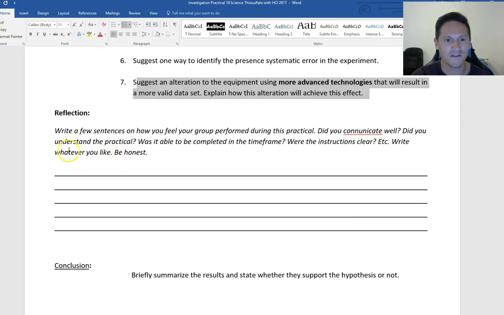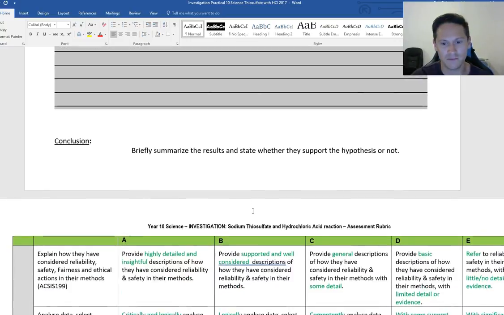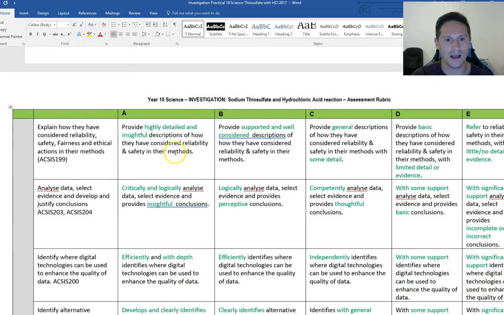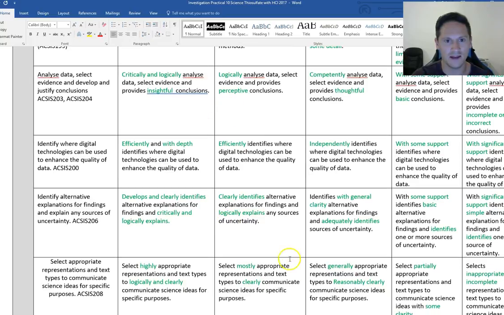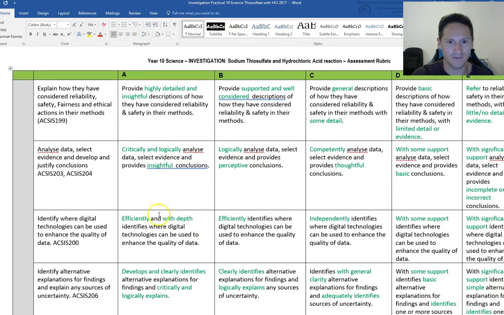Okay, reflection, just be honest and just write how you think you performed in the practical and what you could do better and how you felt about it. Okay, just make sure you're looking at the rubric and see if you think you get an A for all of these points. If you would like me to explain what one of these means, just come up and ask, or ask your teacher.